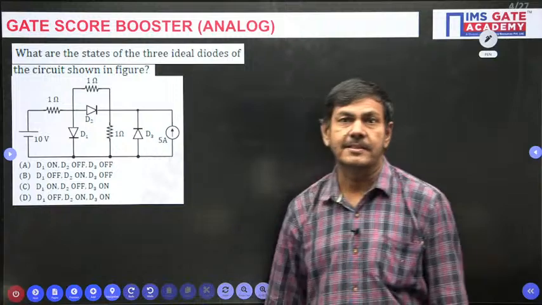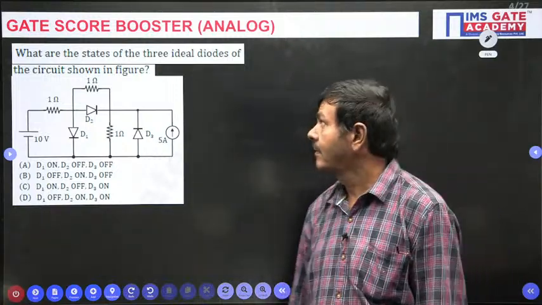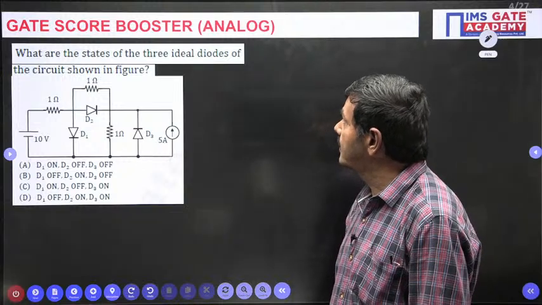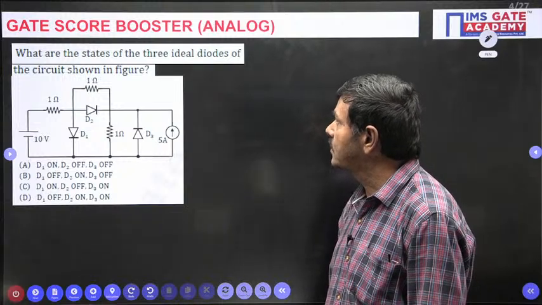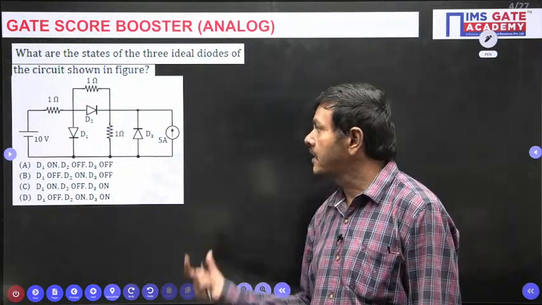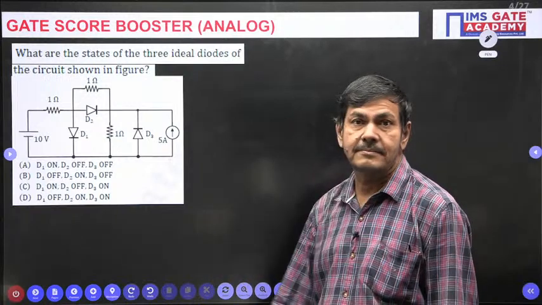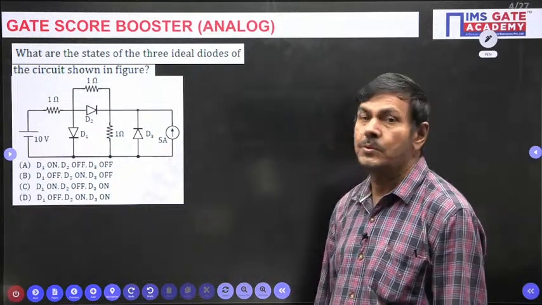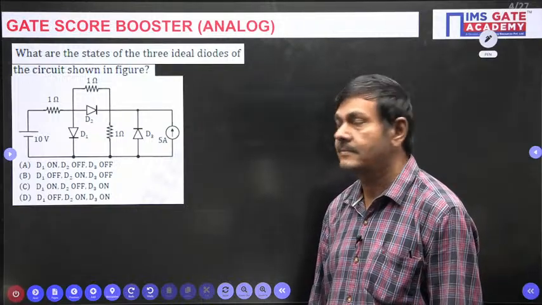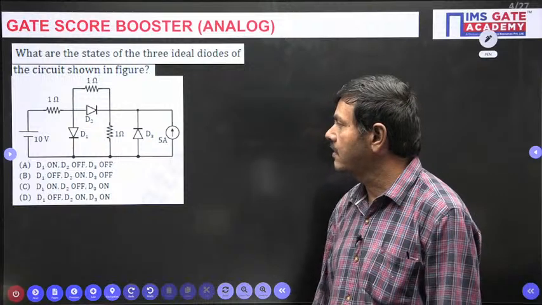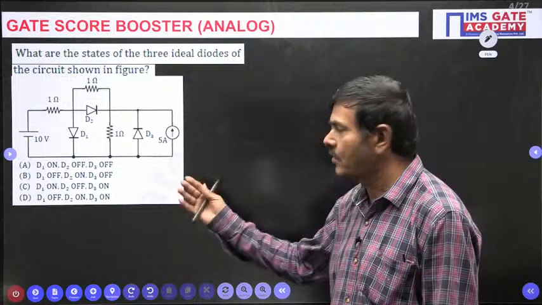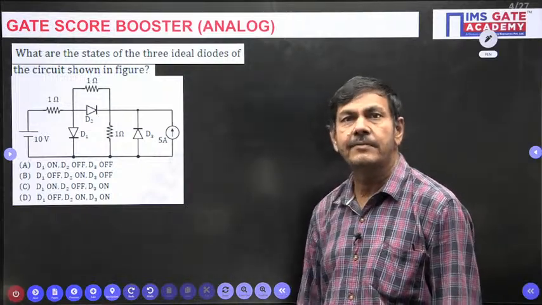This is the first question. What are the states of the three ideal diodes of the circuit shown in the figure? In this problem, a certain number of diodes are connected. It is asking for the state of each diode, which diode is on and which diode is off, and we need to identify that. The options are given: D1 is on, D2 is off, D3 is off; D1 is off, D2 is on, D3 is off, like that 4 options are given. We need to identify which diode is on.